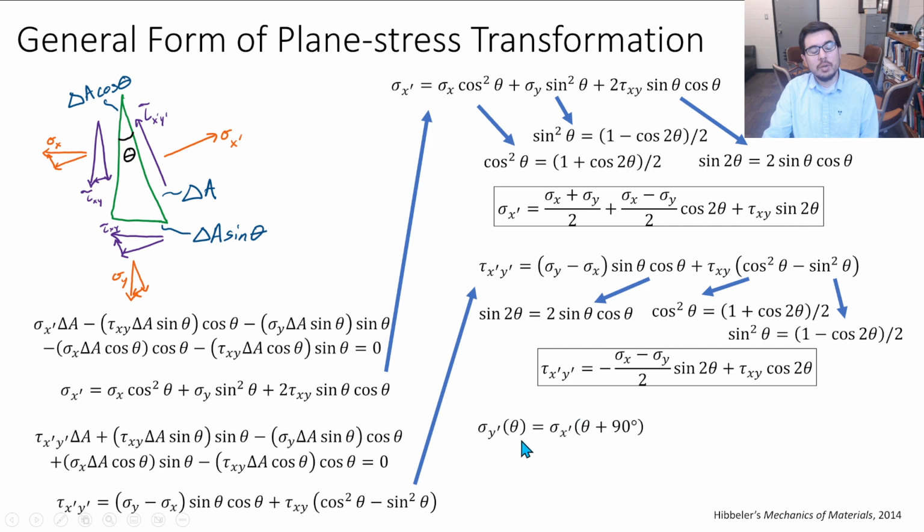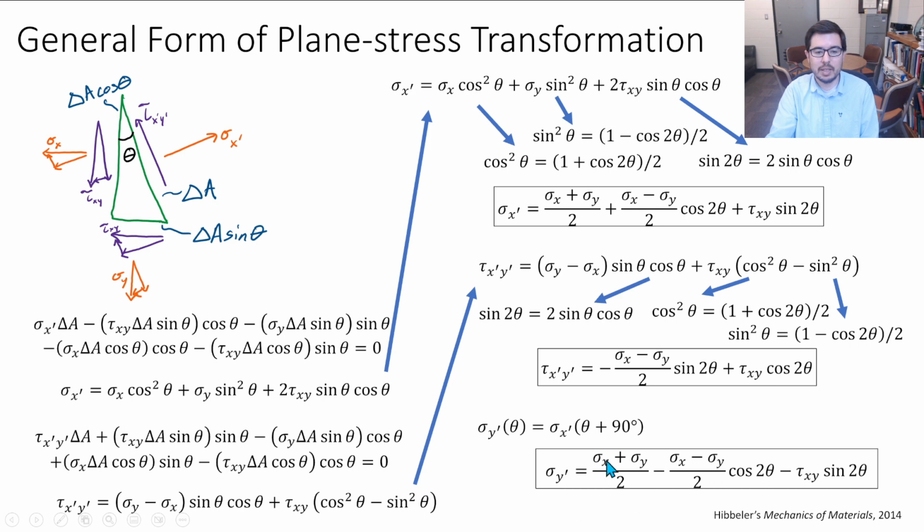And then kind of a nice little trick is to say, oh, we want sigma y prime as well. Well, guess what? If I just rotate my sigma x prime 90 degrees, I get to sigma y prime. So we can take our equation that we have for sigma x prime, add 90 degrees, and then figure out what sigma y prime is, and that's what we have here. So these three equations, definitely put them on a sheet, but I don't remember them. I don't have them memorized, but put them down on a sheet.